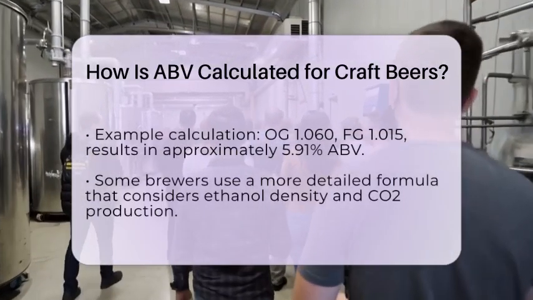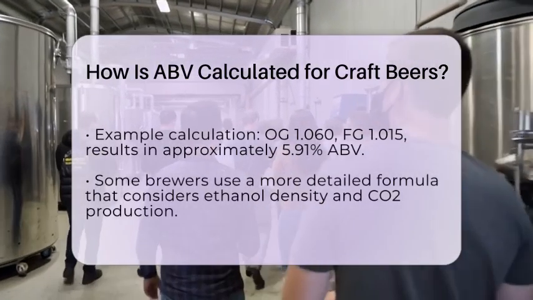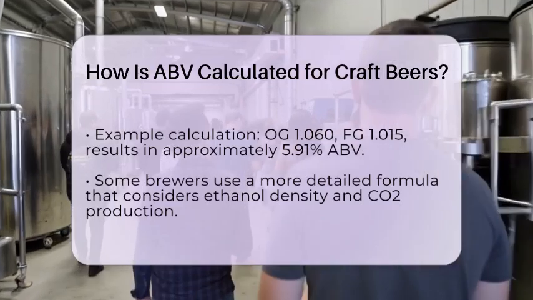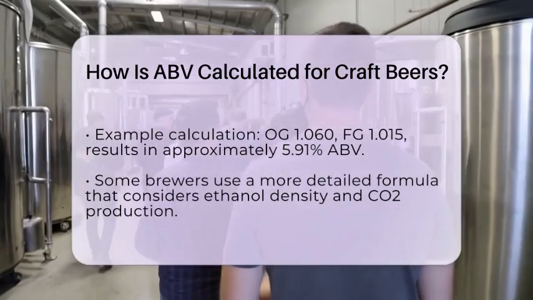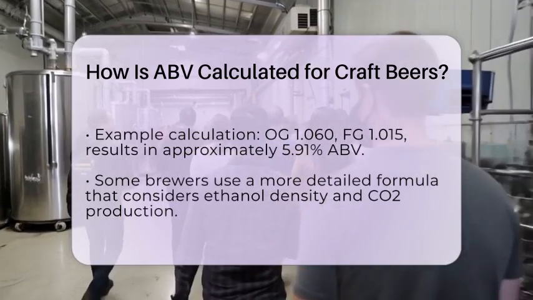Some brewers prefer a more detailed formula that accounts for the density of ethanol and the amount of carbon dioxide produced. This involves multiplying the ratio of the original gravity minus final gravity over final gravity by a constant, then converting it into a percentage.